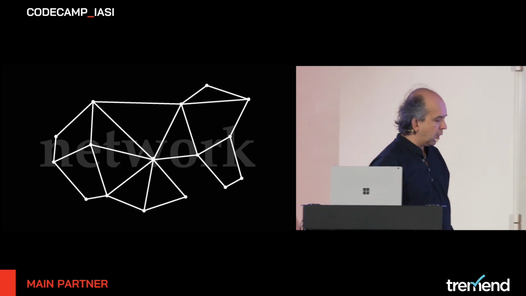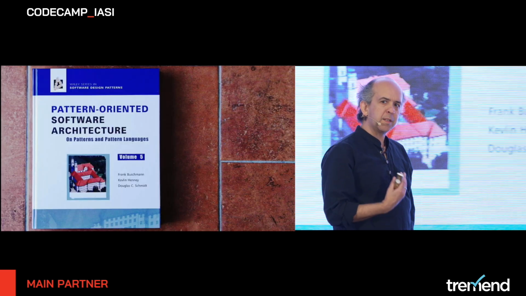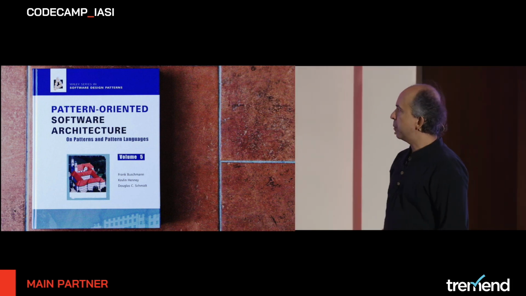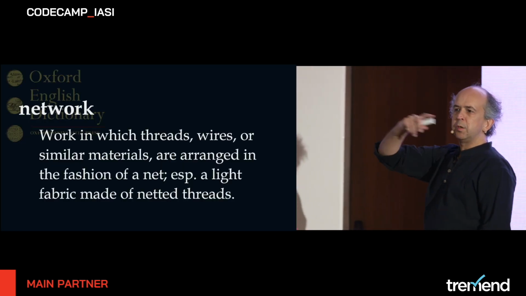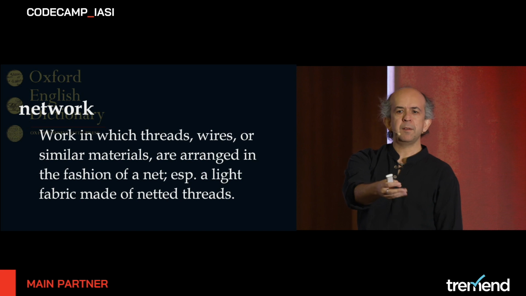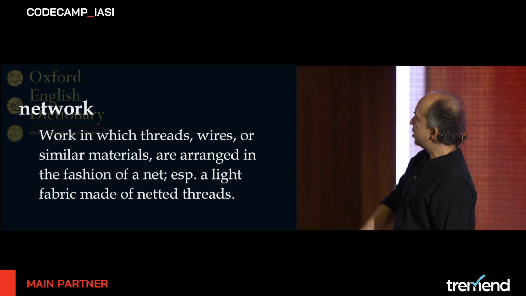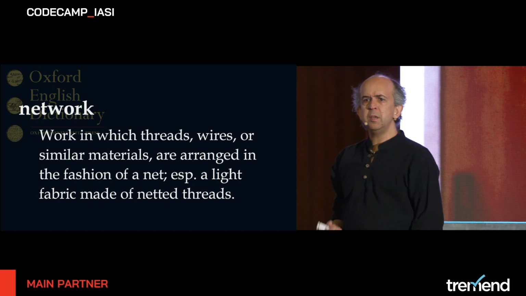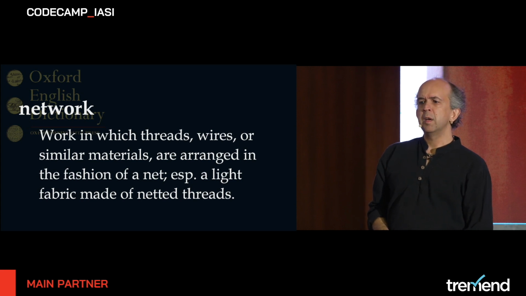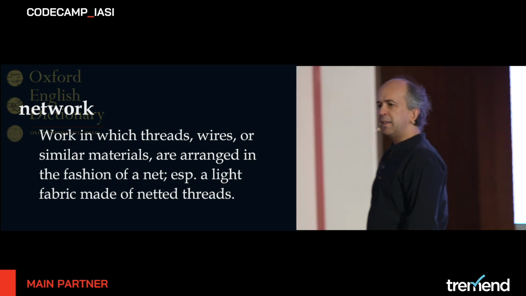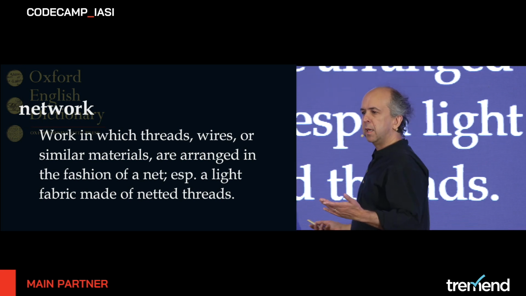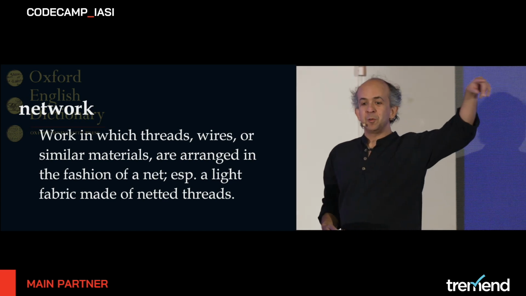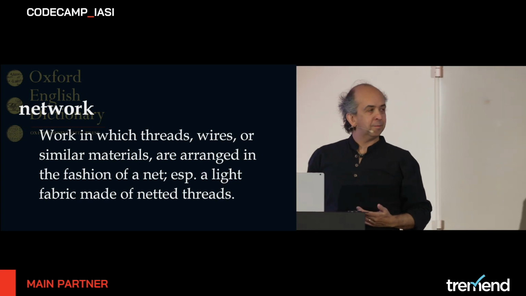So, at that point, it occurred to me, hey, there's all this stuff that's not really stuff. And when we talk about network, the real definition, the original, I don't want to say real, but the physical definition: work in which threads, wires, or similar materials are arranged in the fashion of a net, especially a light fabric made of net threads. This is not how we use this phrase in English anymore. It's almost an obsolete term. In other words, when we say network, by default, we think the internet, we think social network, we think rail network. All of these are metaphors. The original one is almost dead.